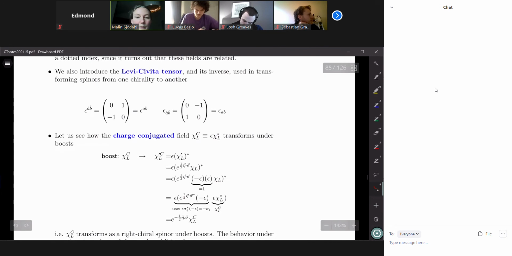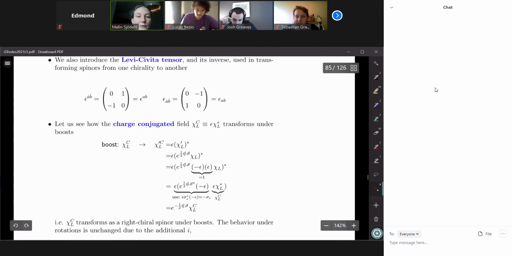Now we will connect these different fields by introducing the concept of charge conjugation. So we will see that they are not entirely unrelated. We define the charge conjugated field as being epsilon times the complex conjugated field. So chi L C is epsilon chi L star.